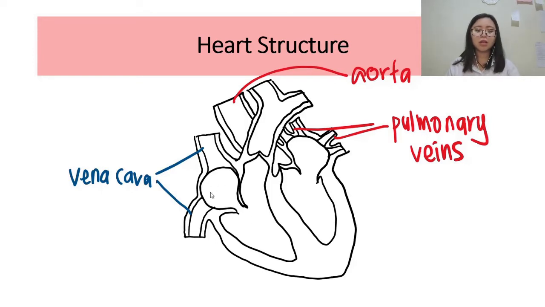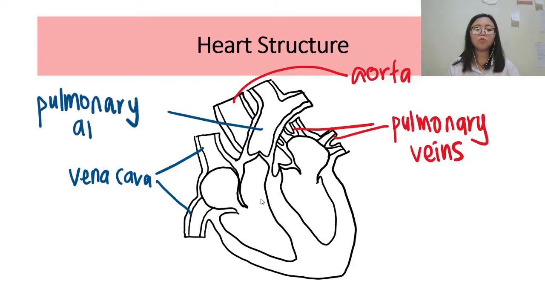So it will enter the atrium, go into the ventricle, and then exit through the pulmonary arteries. So this is deoxygenated blood. Pulmonary means it heads toward the lungs.